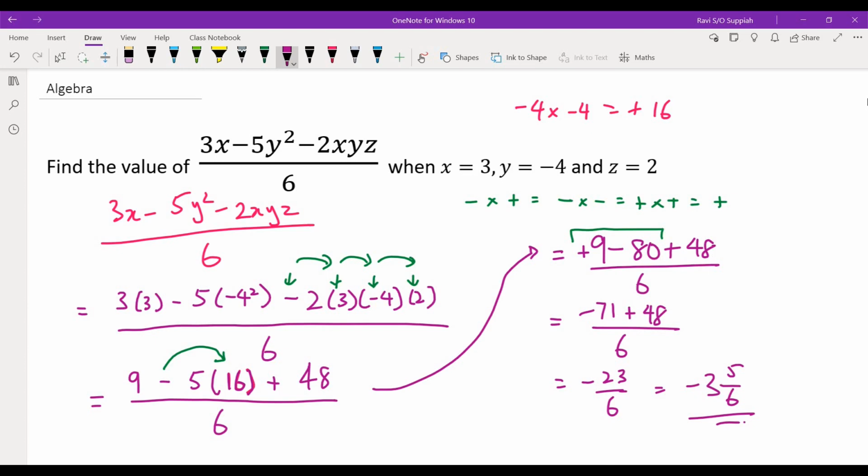As always, the most important things are to do it step by step systematically, and be very careful about the plus and minus signs when you are expanding and opening up brackets.